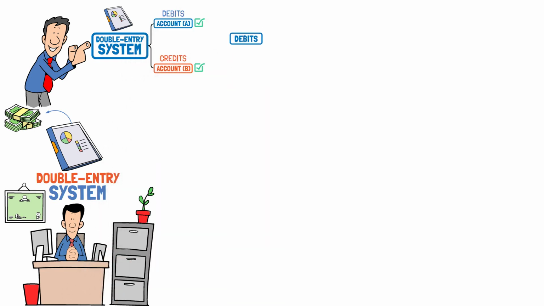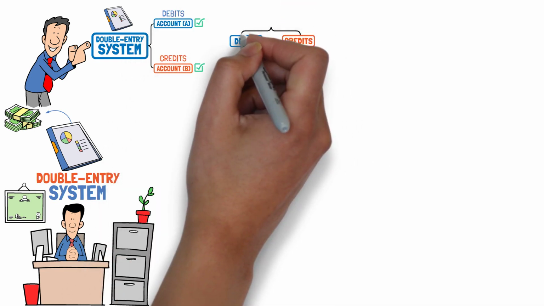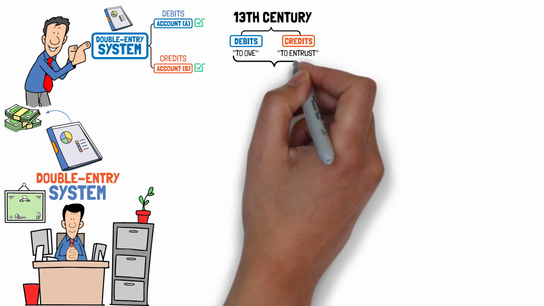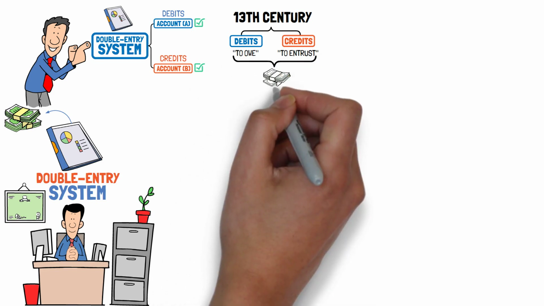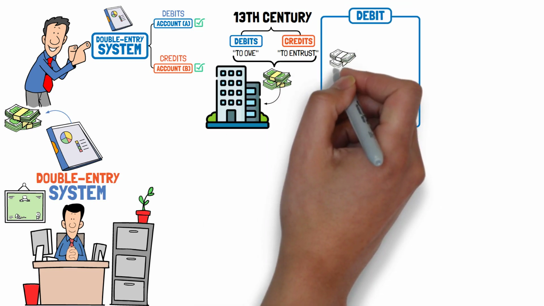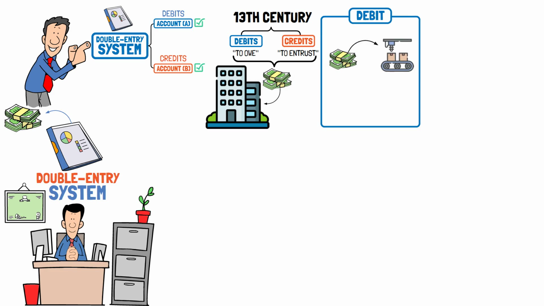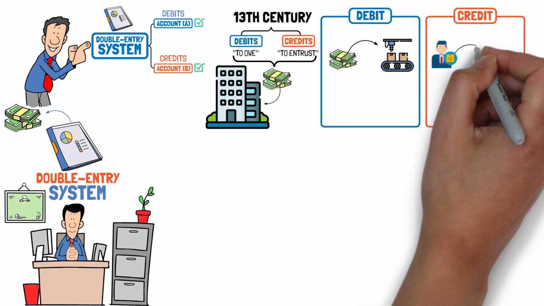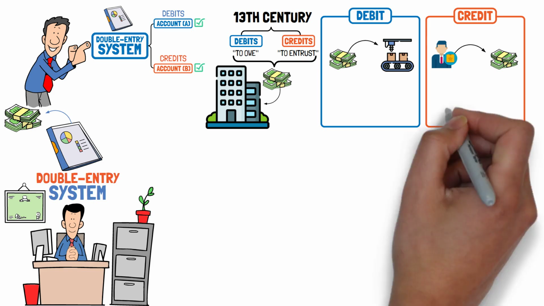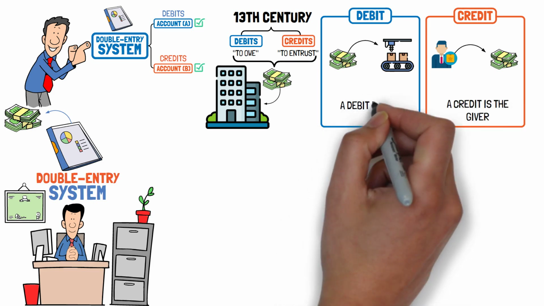The origins of debits and credits trace back to the 13th century when debit signified to owe and credit meant to entrust. Over time, their meanings have expanded to reflect the flow of economic activities within a business. A debit represents where economic resources are directed, their destination, while a credit signifies where those resources originate, their source. In simpler terms, a credit is the giver and a debit is the receiver.